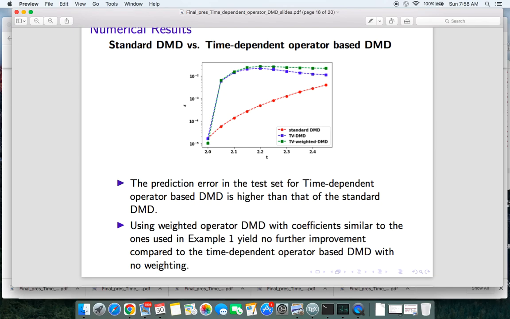Using a weighted operator DMD with coefficients similar to the ones used in example 1 yields no further improvement compared to the time-dependent operator-based DMD with no weighting.